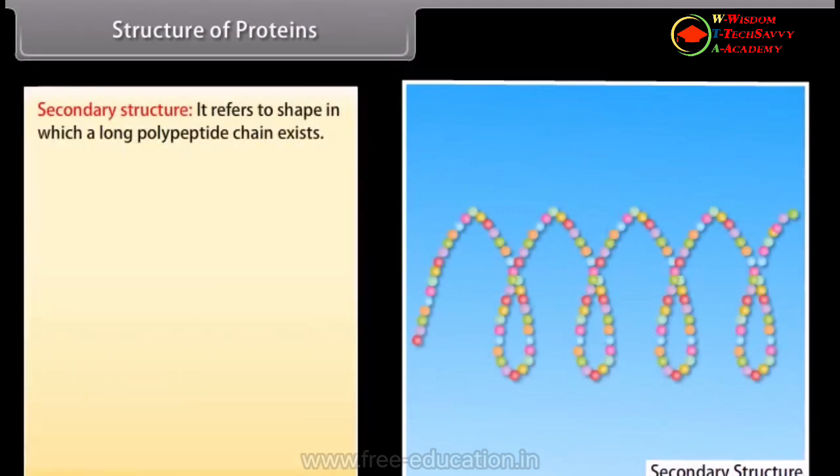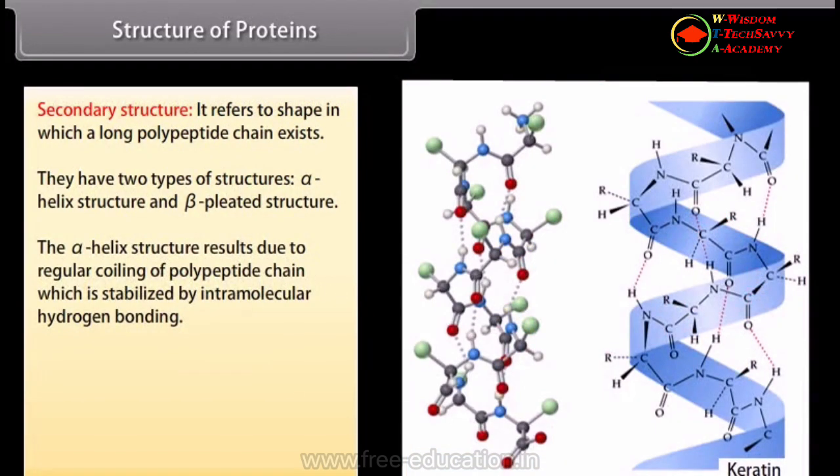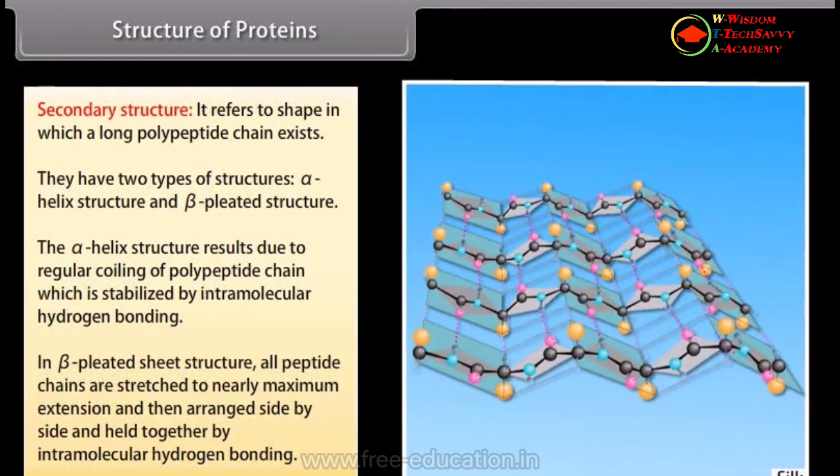Secondary structure. It refers to the shape in which a long polypeptide chain exists. They have two types of structures, alpha helix structure and beta pleated structure. The alpha helix structure results due to regular coiling of the polypeptide chain, which is stabilized by intramolecular hydrogen bonding. For example, keratin. In beta pleated sheet structure, all peptide chains are stretched to nearly maximum extension and then arranged side by side and held together by intramolecular hydrogen bonding. For example, silk.